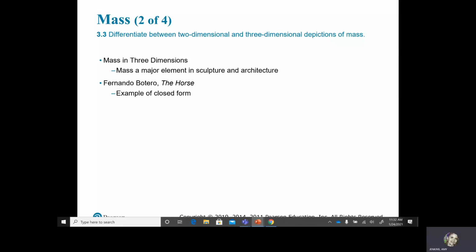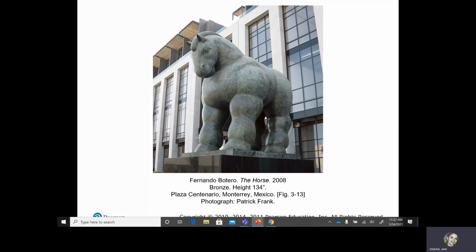Mass in 3 dimensions. We're going to look at Botero's horse. He has mass. He's Botero's work. He has always bulbous figures, and so he's bulbous, and the material being bronze, he looks heavy. He has height, width, and depth, and he's a closed form because he has a base underneath him and he's not reaching out into space. So he's closed.